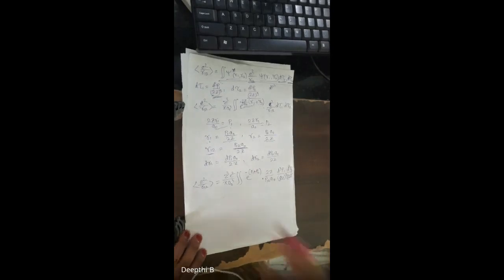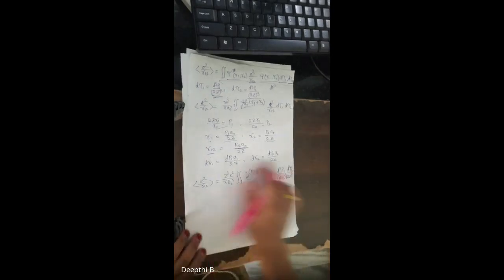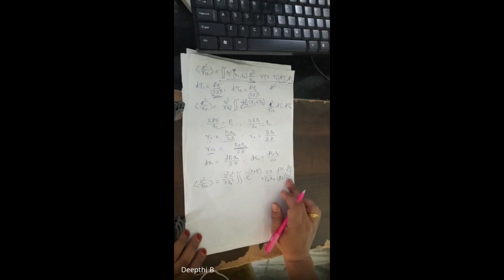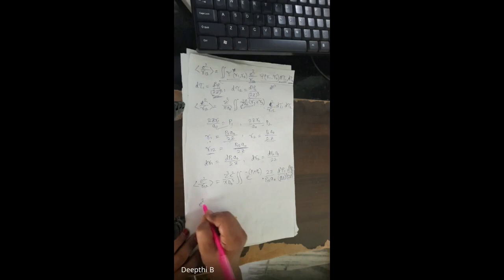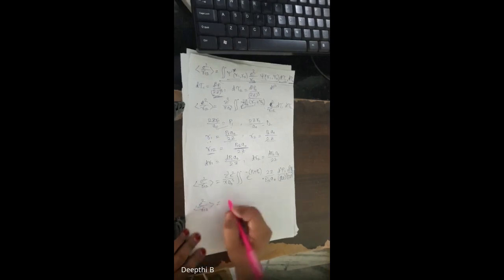Now when we solve all these terms, 2z cube, 2z cube, so 2z power 6. We put z power 3 outside, z power 6 cancels out. So I am writing here the final e square by r12 average is equal to 5 by 8 z square by a naught.